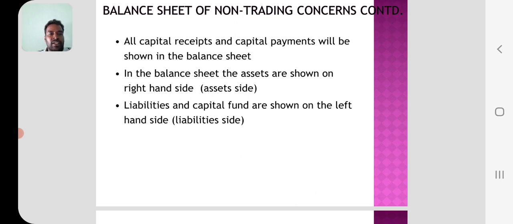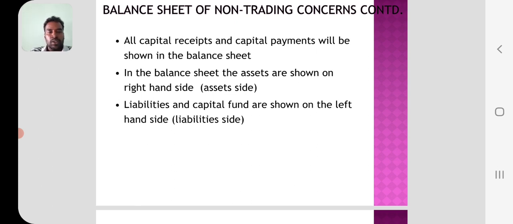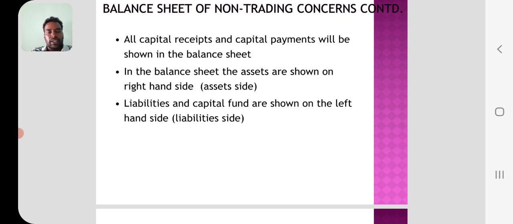In the balance sheet, the assets are shown on the right hand side, the asset side. In the balance sheet, the first column is the liability column, the second is the amount column belonging to liabilities. The third column is the asset column, and the fourth is the amount belonging to assets. All liabilities and all capital items should be posted on the liability side, and the capital fund should be shown on the left hand side, that is the liability side. All assets should be posted on the right hand side of the balance sheet.